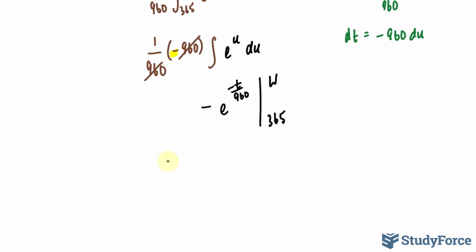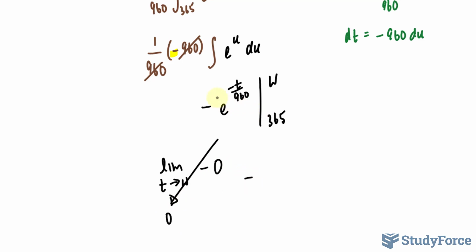Now we will take the limit as w approaches infinity, and keep in mind that w is infinity. So if I replace this with infinity, a very large number, I would end up with e to the power of a very large number. And remember that very large number is negative, so e to the power of negative infinity gives us 0. Negative 0, which simply becomes 0.